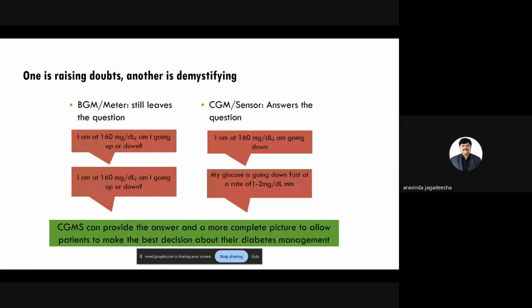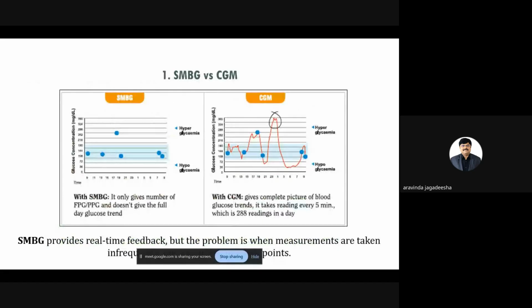I am at 160. Am I going down? My glucose is going down fast at the rate of 1 to 2 milligram per deciliter per minute. So the CGM can provide the answer and a more complete picture to allow the patient to make the best decision about their diabetes management. So you can see a comparison between self-monitoring blood glucose versus CGM.